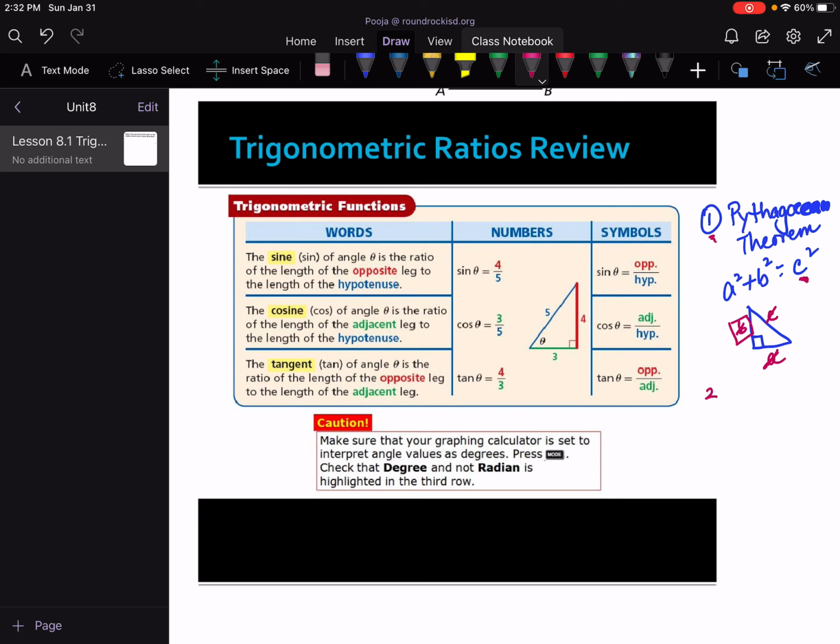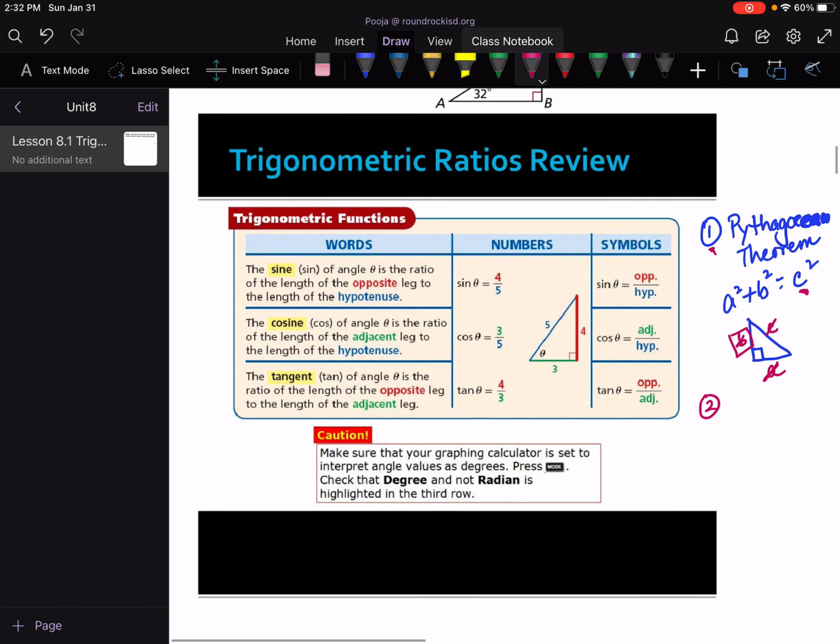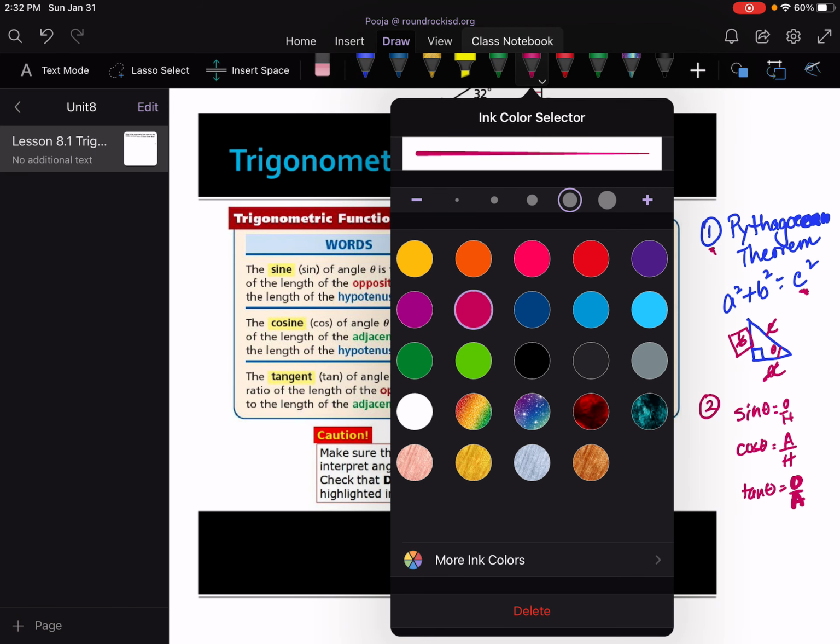The other thing that we can apply on right triangles is trigonometry, which is the sine, cosine, and tangent, which is this slide right here. Sine is sine of the angle. So let's say this is the angle, is equal to opposite over hypotenuse. Cosine of theta is equal to adjacent over hypotenuse. Tangent of theta is opposite over adjacent. Hope that's bringing back some memories.